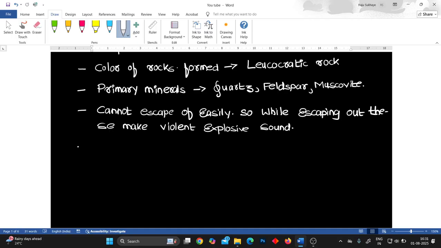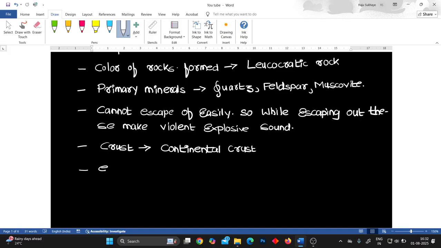So whenever a rock is forming out of this acidic magma or felsic magma, it will be forming a particular part of the crust. So always the continental crust forms from the acidic magma or felsic magma. Okay, so you should keep in mind our continental crust is formed from acidic magma or felsic magma.